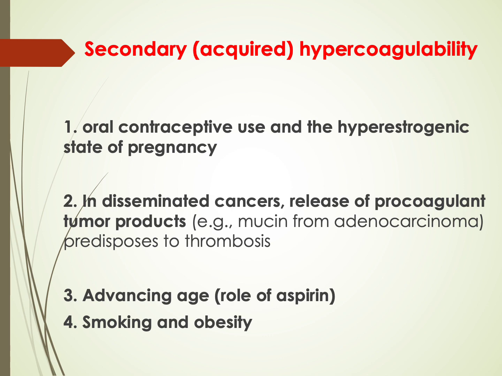to the hypercoagulability state. Another cause happens in disseminated cancers, which is associated with the release of procoagulant tumor products that predispose to thrombosis, such as mucin that is released from adenocarcinoma. So the release of mucin from adenocarcinoma may help in increasing the chances for this patient to get thrombosis, and this is considered a secondary cause of hypercoagulability.